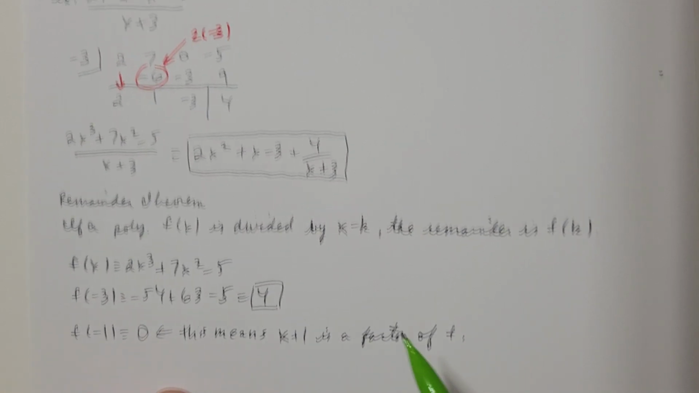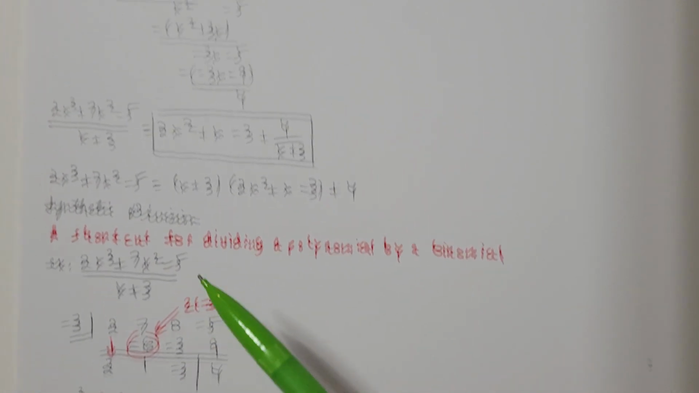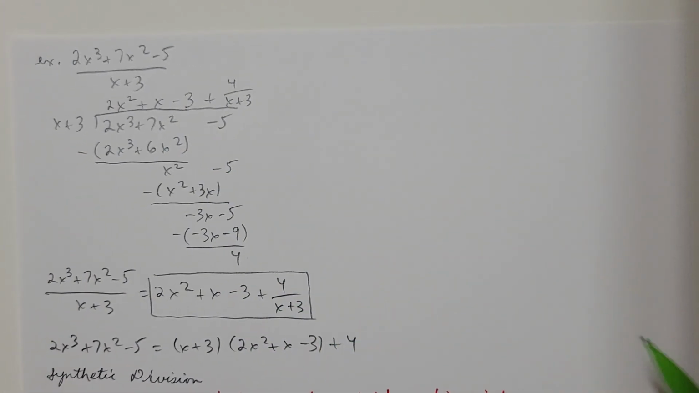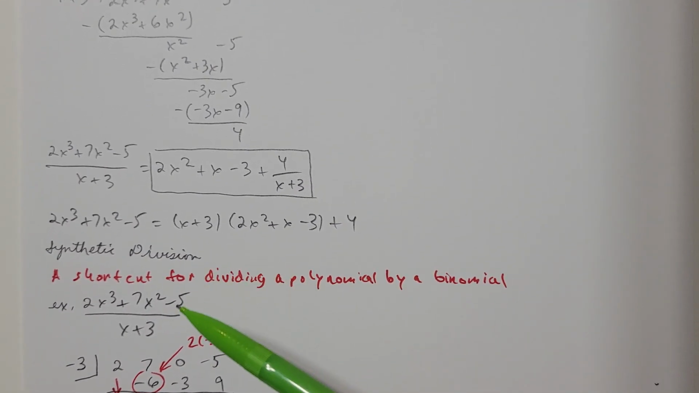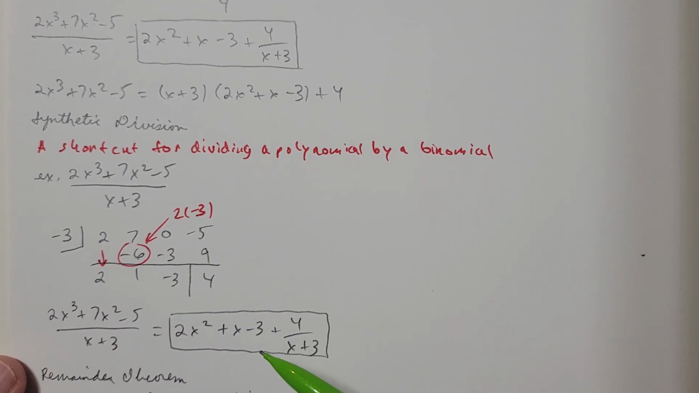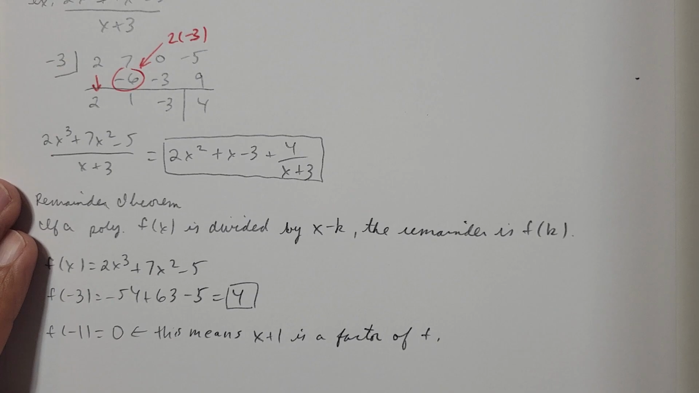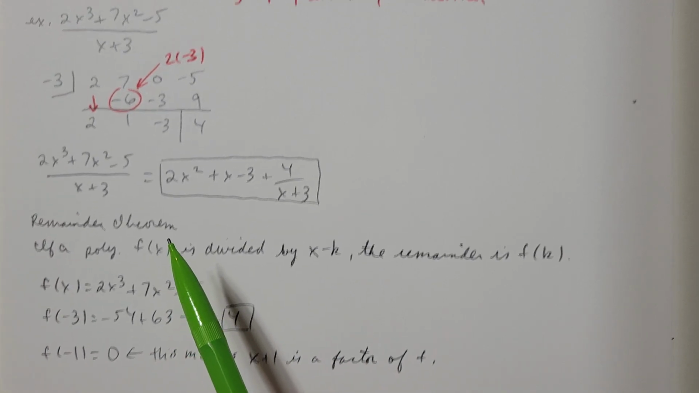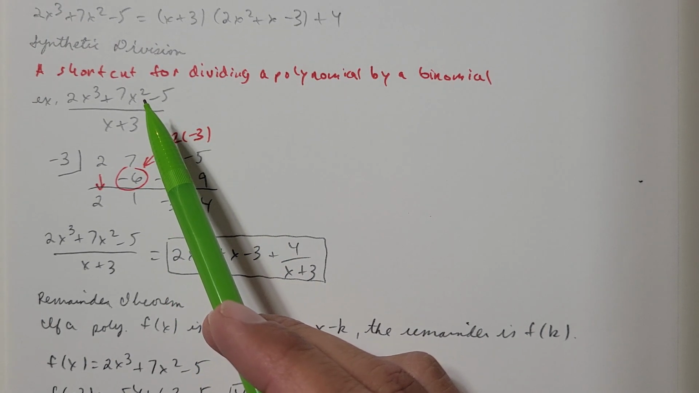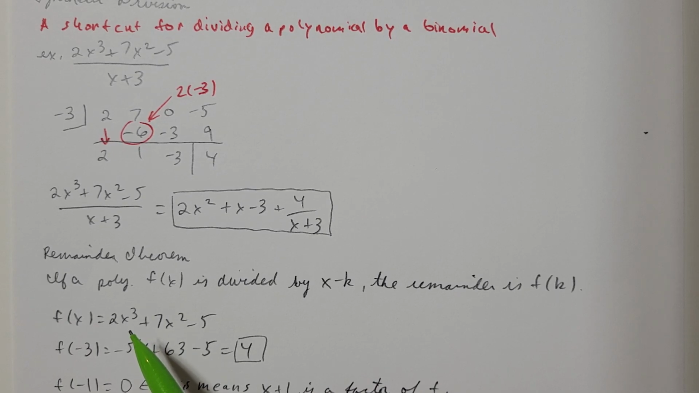Okay, so in this example that I was using earlier on this page, we worked through the long division process for dividing these polynomials, and then I showed you how to do the same problem again by using synthetic division. You get the same answer there. Okay, so what if I take f of x to be the numerator of this? So f of x is 2x cubed plus 7x squared minus 5.